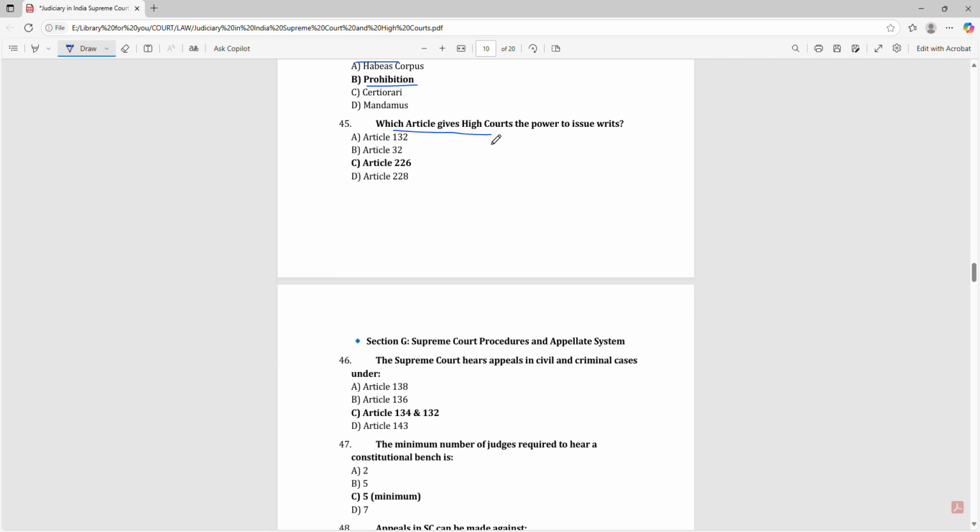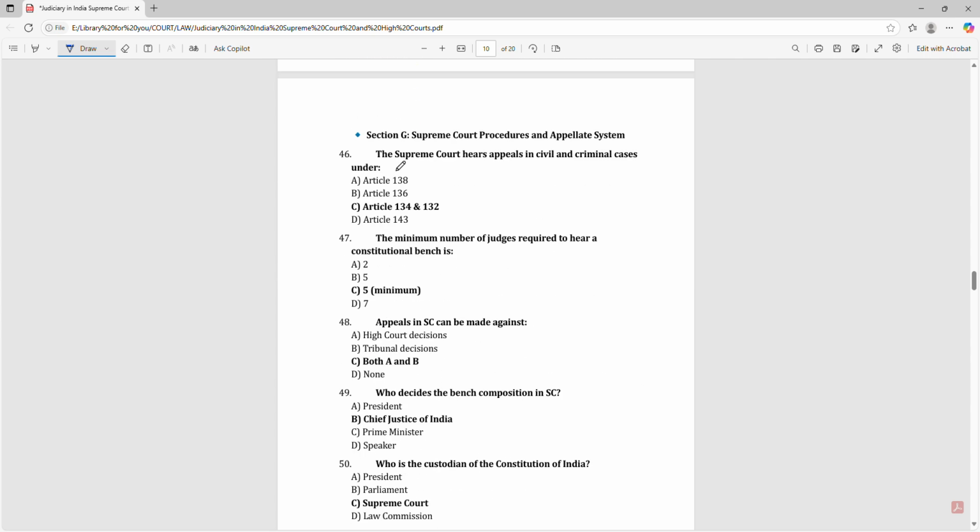Which article gives the High Court the power to issue writs? Article 226. The Supreme Court hears appeals in civil and criminal cases under Article 134 and Article 132. The minimum number of judges required to hear a constitutional bench is 5.